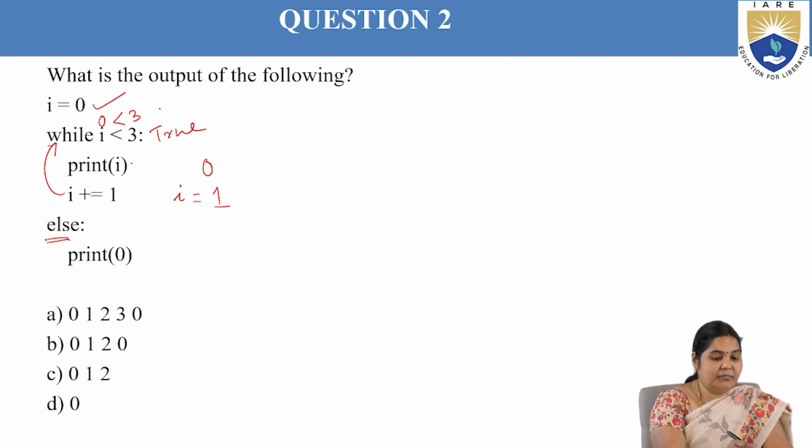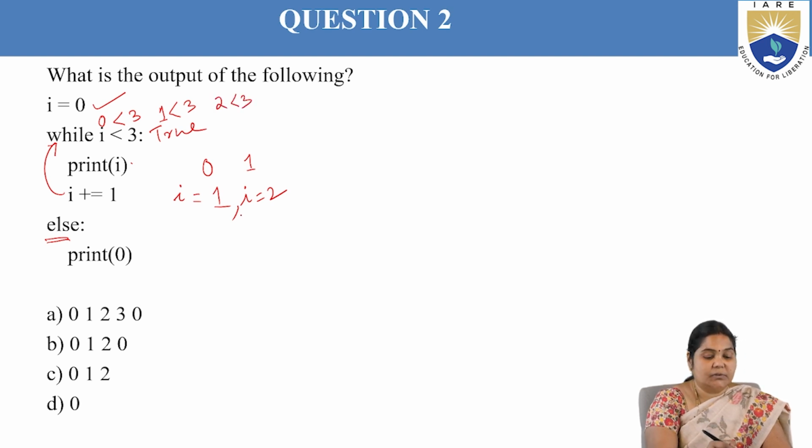Now we'll go for the second time. So what is the value of I? Now 1. 1 is less than 3. Yes, it is true. Then print the value of I. So 1 will be printed and I will be incremented to 2. Now third time. 2 is less than 3. Yes, it is true. So print the value of I. 2 will be printed and then I is incremented to 3. Now third time. 3 is less than 3? No, it is false.